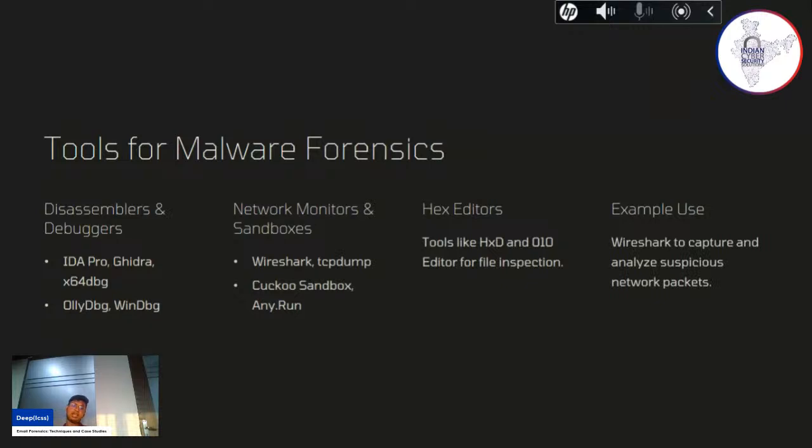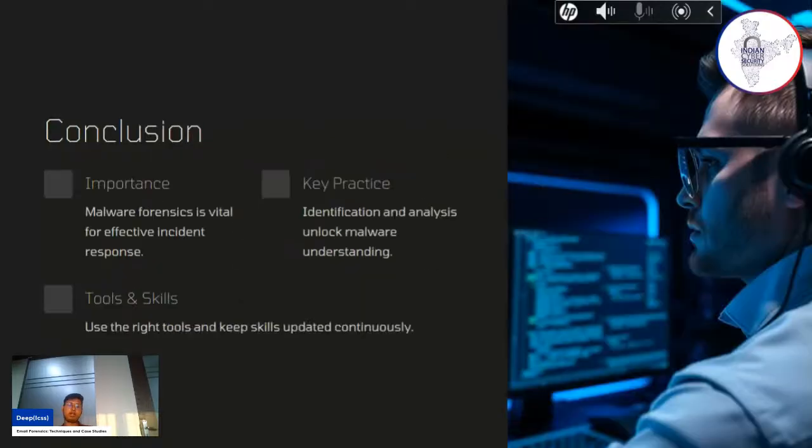Okay, third one is hex editor. Tools like HxD and 010 Editor for file inspection. So this hex editor we will use for file checking purposes. Now an example use: Wireshark to capture and analyze suspicious network packets. If I give you one example, Wireshark is actually used to capture suspicious network packets.